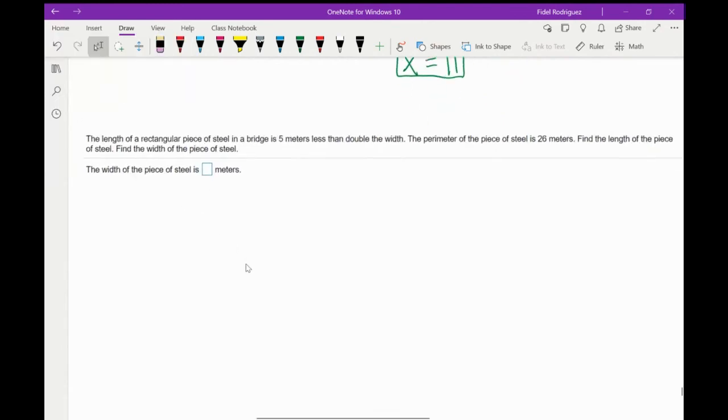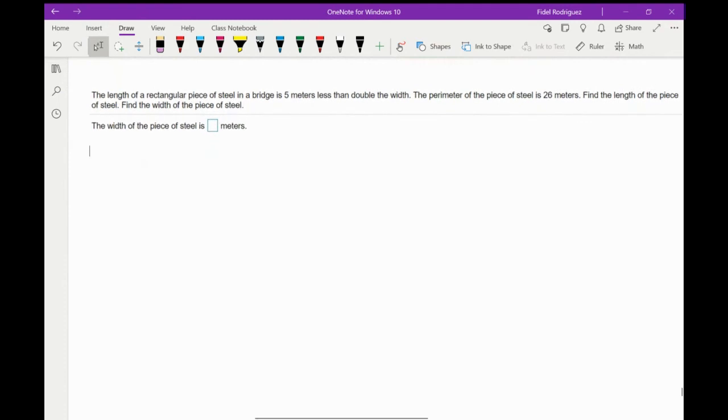All right, so this is the next problem in the list. It says, the length of a rectangular piece of steel in a bridge is 5 meters less than double the width. The perimeter of the piece of steel is 26 meters. Find the length of the piece of steel and find the width of the piece of steel.